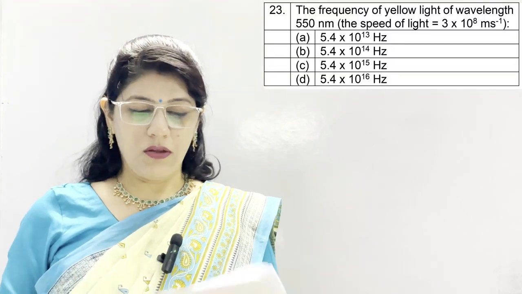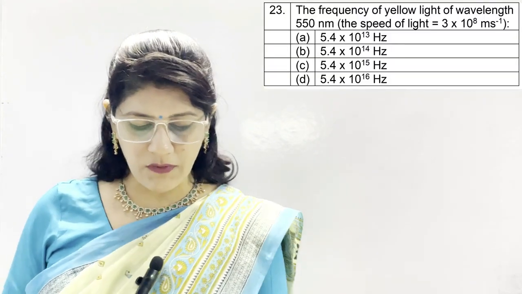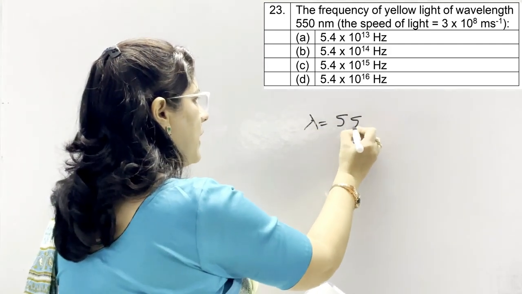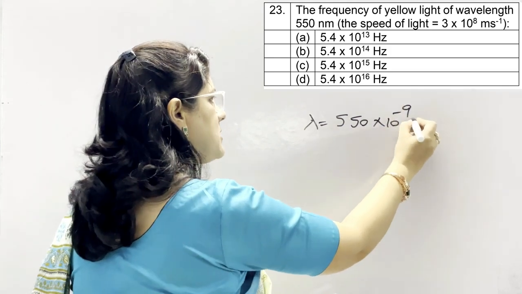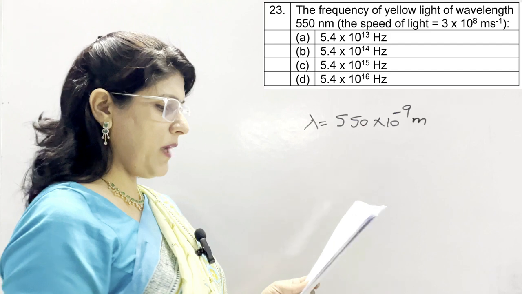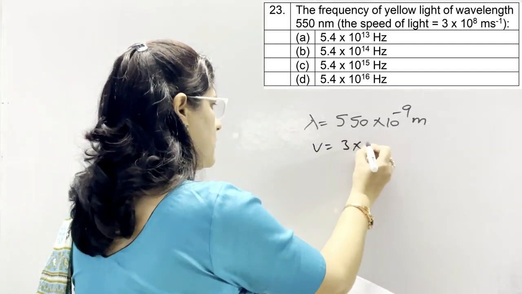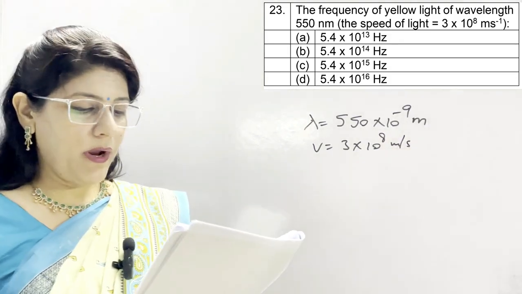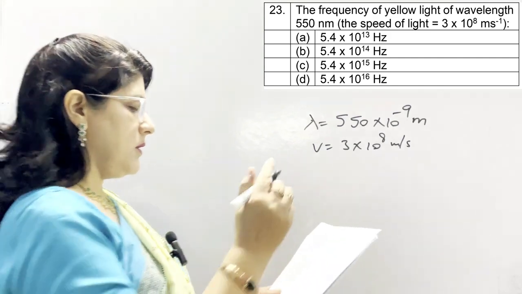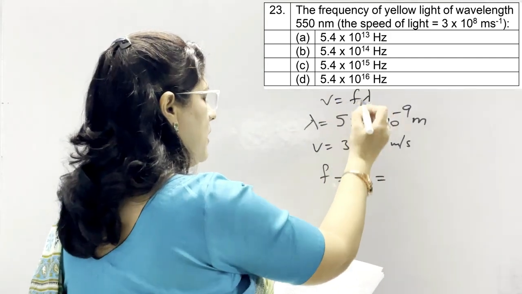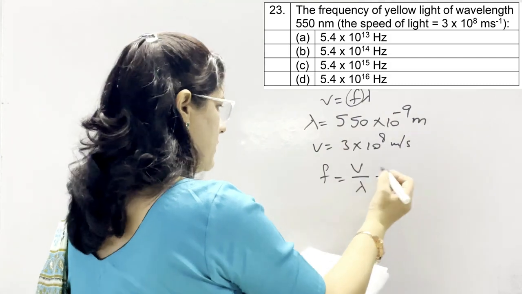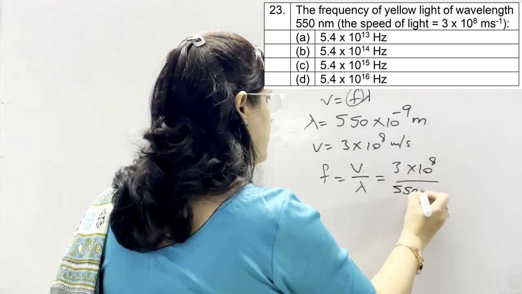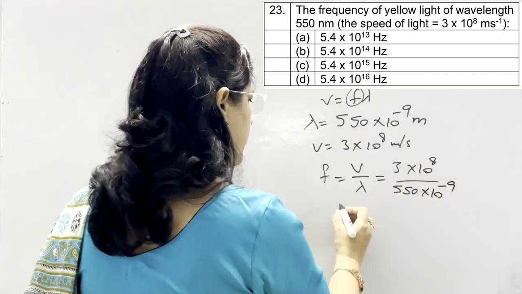Question number 23. The frequency of yellow light of wavelength 550 nanometer. Here, wavelength lambda is given as 550 nano, means 10 raised to power minus 9 meter. The speed of light V is given as 3 into 10 raised to power 8 meter per second. We have to find the frequency of the yellow light. V is equal to F lambda and frequency is equal to V upon lambda. V is 3 into 10 raised to power 8 and lambda is 550 into 10 raised to power minus 9.